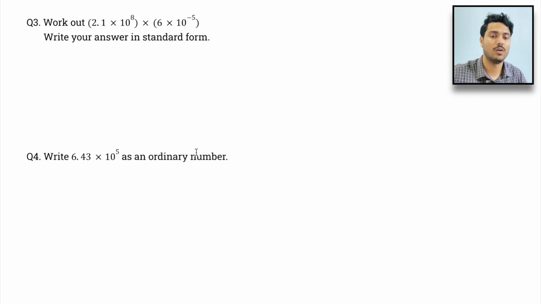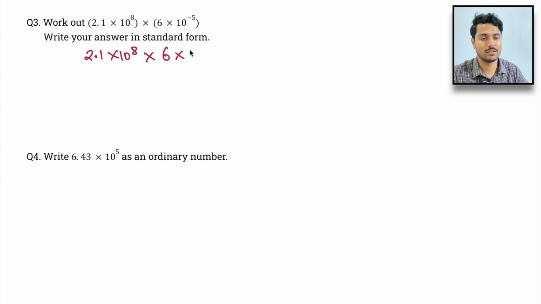It says work out 2.1 into 10 raised to 8 multiplied by 6 into 10 raised to 5. So we can write it as 2.1 into 10 raised to 8 multiplied by 6 into 10 raised to negative 5. In this case, all the numbers are multiplying with each other. So it's not necessary that you solve this first and then multiply with this again. You can simply multiply 2.1 into 6. So that is going to be 12.6, and then 10 raised to 8 multiplied by 10 raised to minus 5.